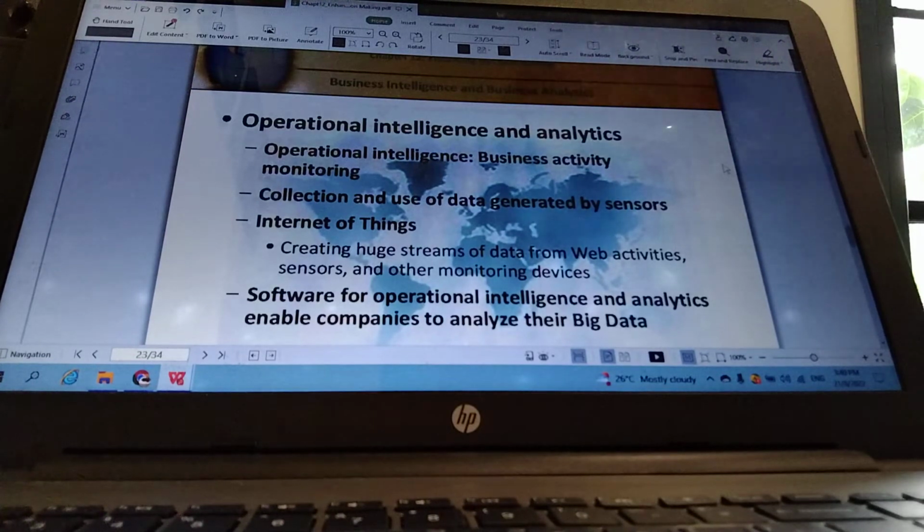The next big thing that we are talking about related to BI and BA is what we call the Internet of Things, IoT, where we are creating huge streams of data from web activities, sensors, and other monitoring devices. All data collected from these web activities or any other monitoring devices is being used for decision making.